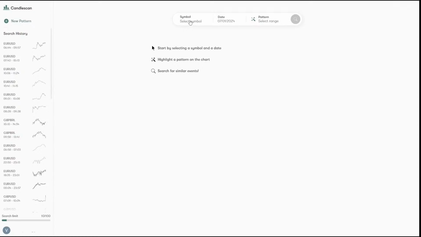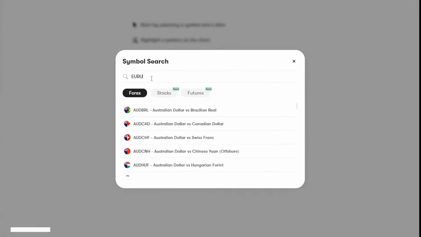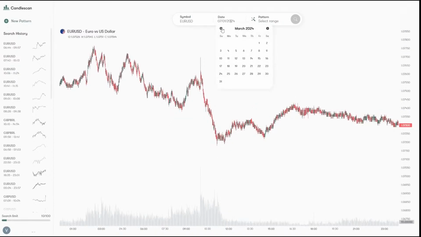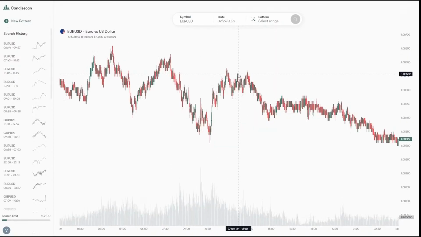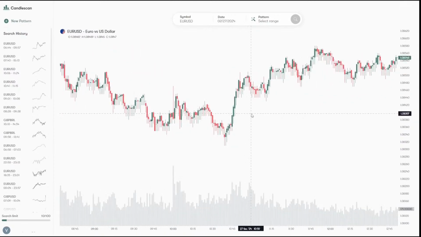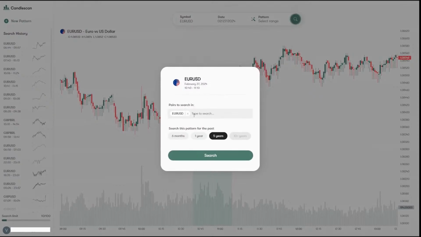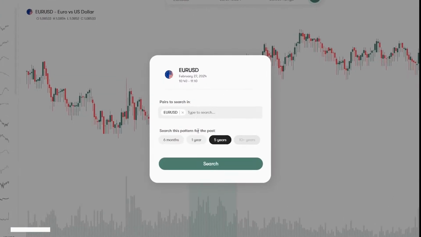After you are logged in, select a symbol, then select a date. Now I'll select the bull flag I want to search, which is a 30-minute bull flag from 10:40 a.m. to 11:10 a.m. Here you can select some filters to customize your search. You can search the pattern in many symbols at the same time, for example, but here I'll just keep it in EURUSD since I want to narrow down my search.